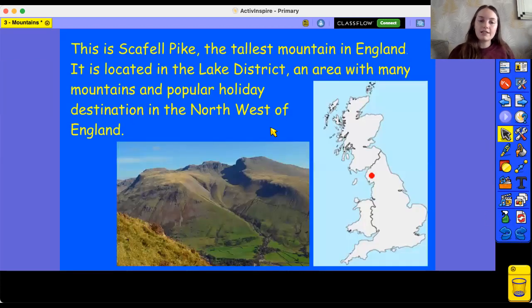Now this is a mountain, and this mountain is called Scafell Pike. Let's practice saying that. Scafell Pike, your turn.